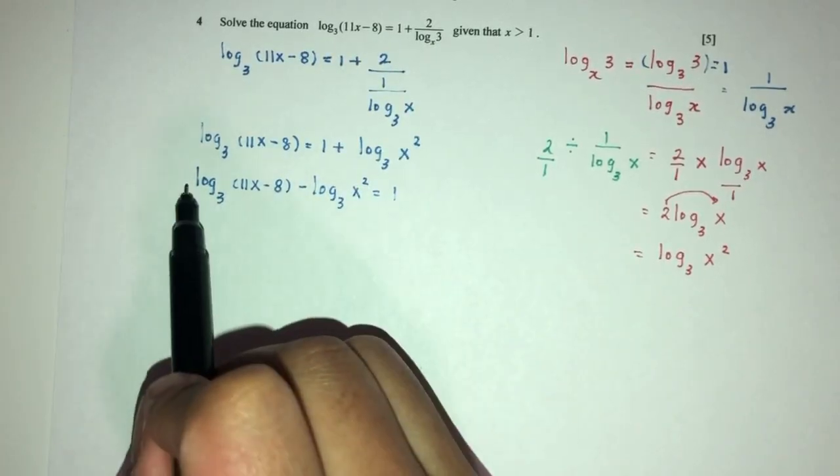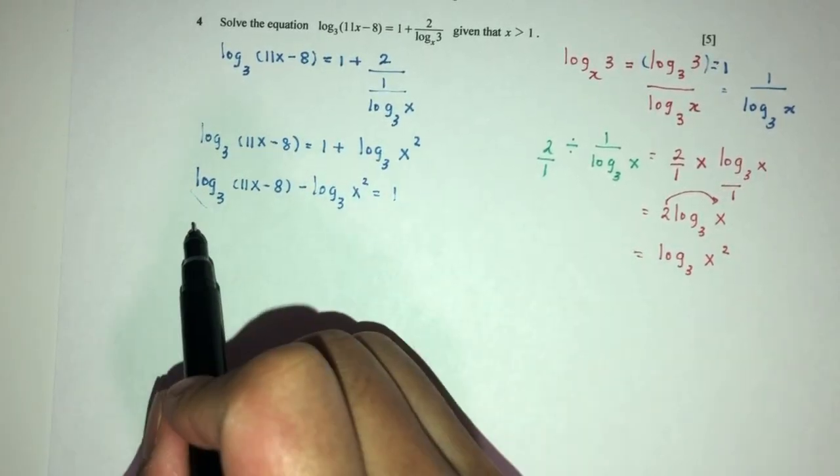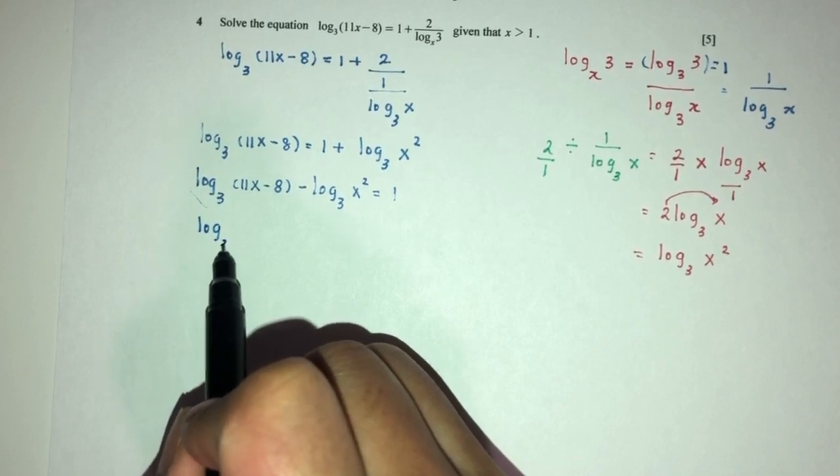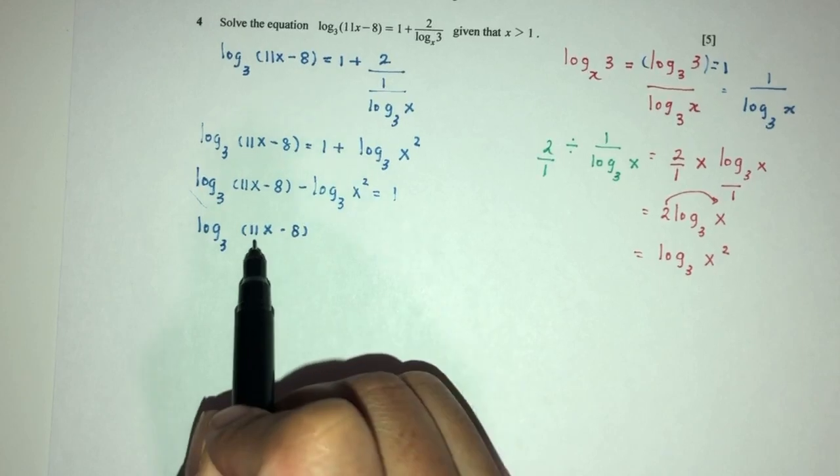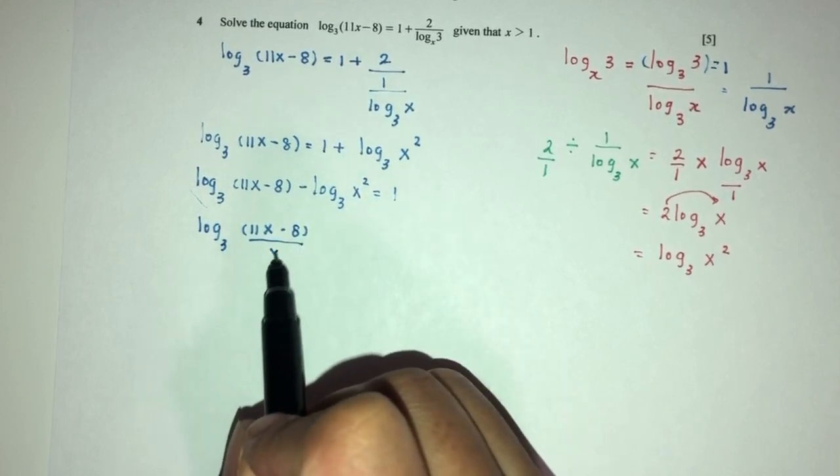Combine these two because they have the same log. We can combine them now. You will have log base of 3, that will be 11x minus 8, because here we have minus, it becomes divide x squared.